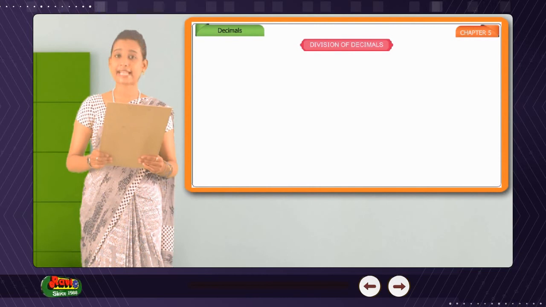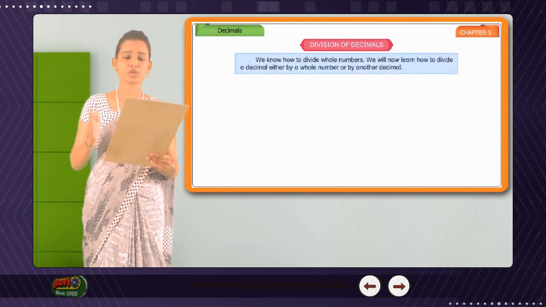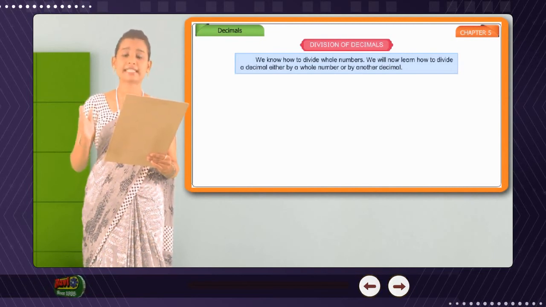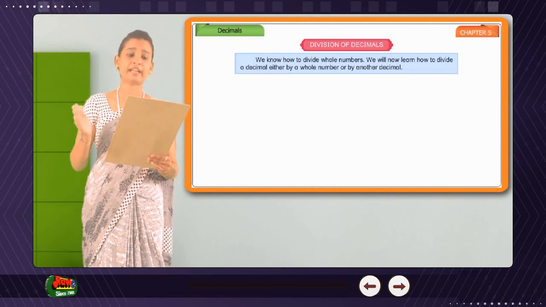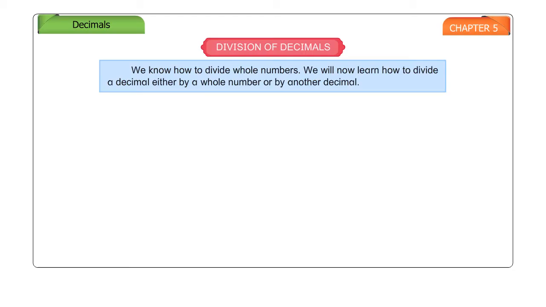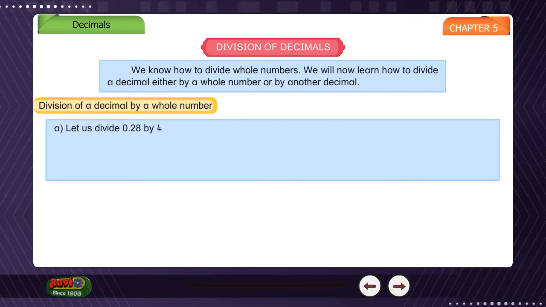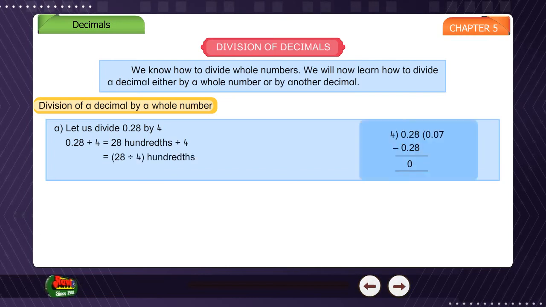Division of decimals. We know how to divide whole numbers. We will now learn how to divide a decimal either by a whole number or by another decimal. Division of a decimal by a whole number. A. Let us divide 0.28 by 4. 0.28 divided by 4 is equal to 28 hundredths divided by 4, which is 28 divided by 4 hundredths, is equal to 7 hundredths, is equal to 0.07.